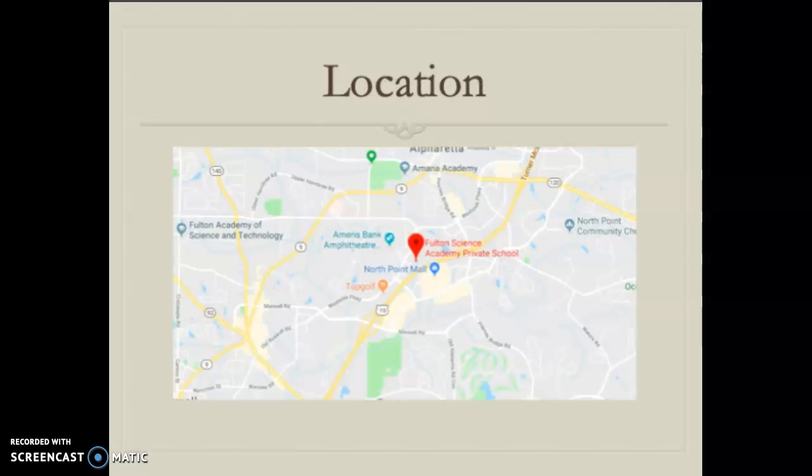This is the location of our school, and Fulton Science Academy is located in the city of Alpharetta. It is a private school and currently teaches pre-K through 12th grade. Back in the day, Fulton Science Academy was only a middle school and it was a charter school, and it was also located very close to where we are now.